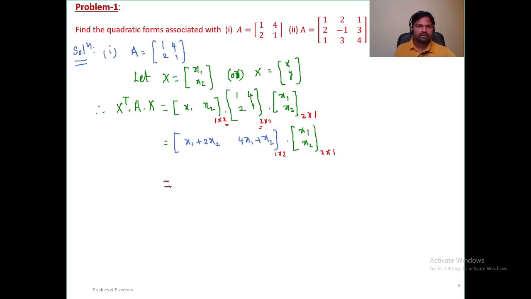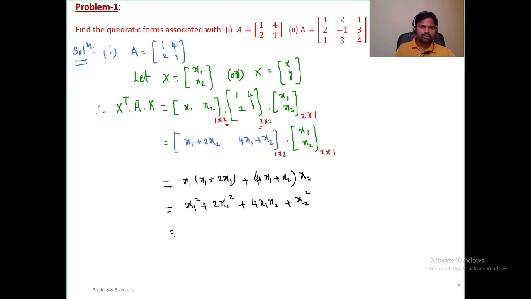So x1 plus 2x2 into x1, right? So x1 into x1 plus 2x1, okay. Next, plus 4x1 plus x2 into x2, like this. Now this will be multiplied. x1 square plus 2x1 square plus 4x1 x2 plus x2 square.